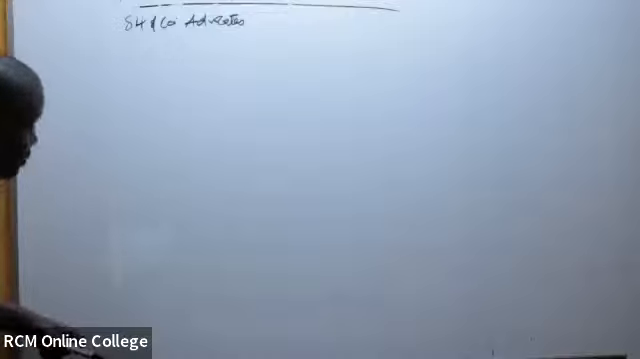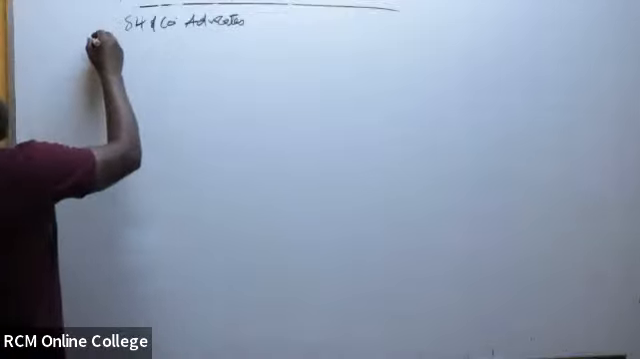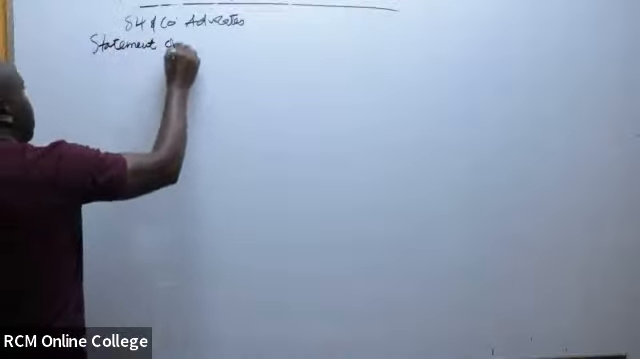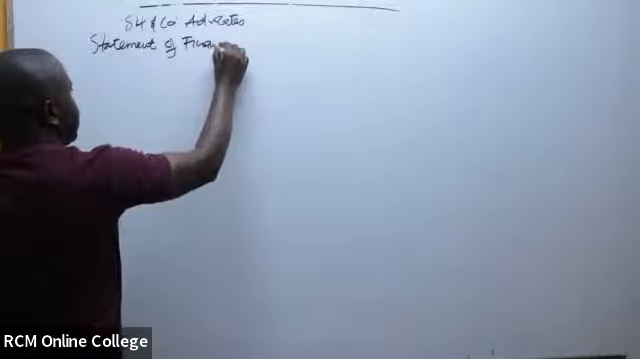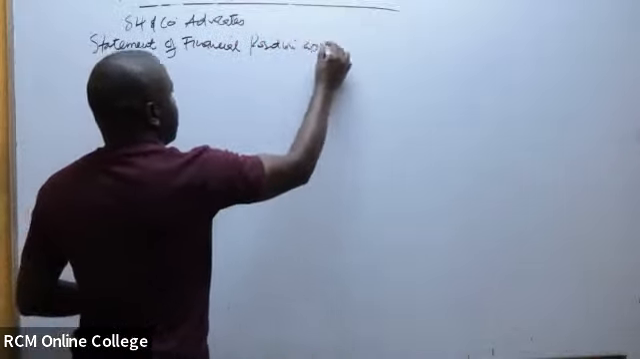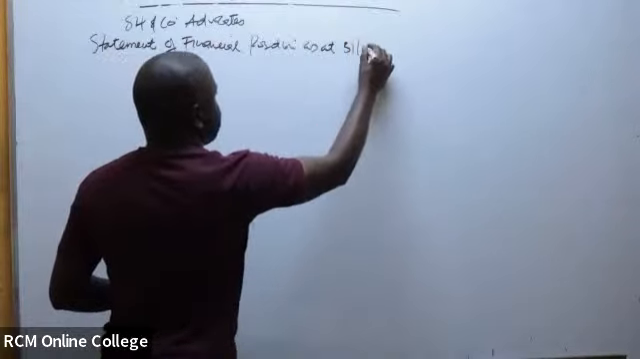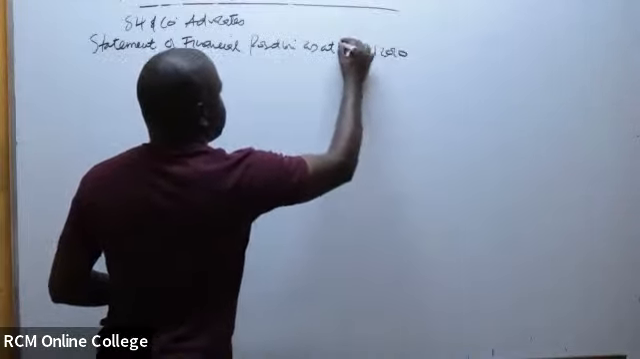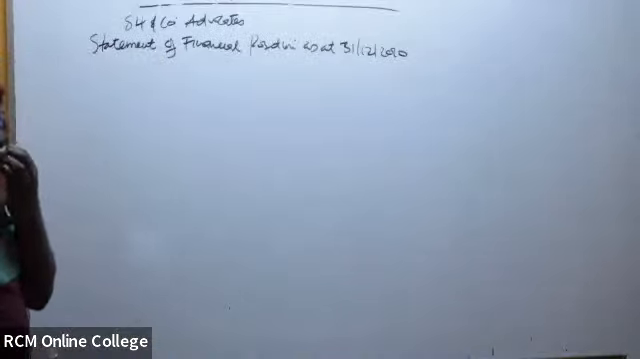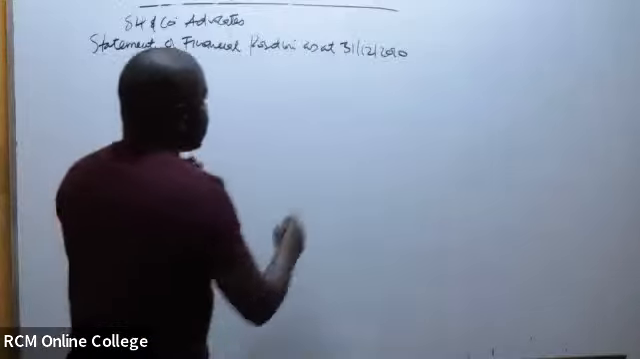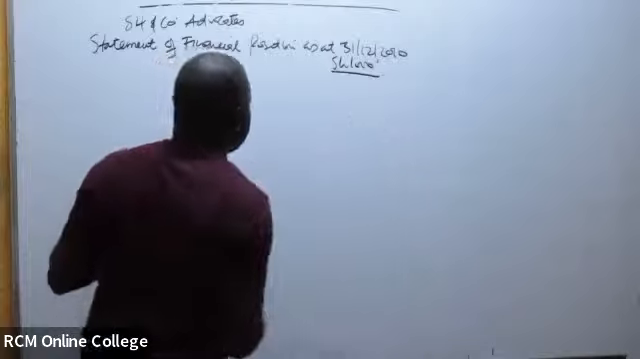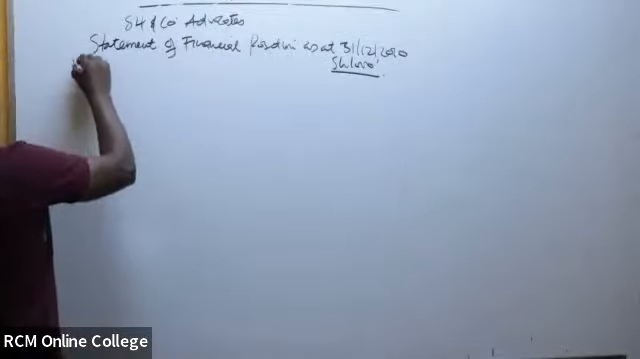So we can look at SH and Company Advocates. So that is the final thing. We are looking at the statement of financial position as at 31st of December 2010. We have our shillings in thousands. So we can start with non-current assets.